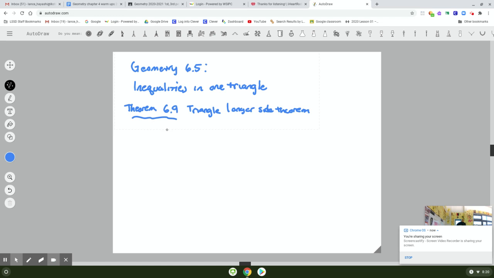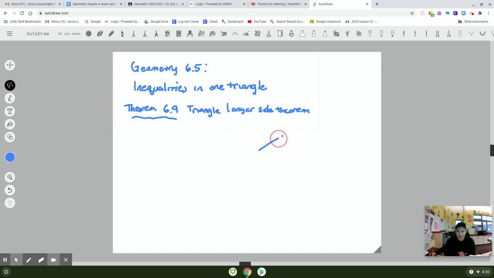All right, we're continuing with 6.5 here, talking about inequalities in a single triangle, and starting off with a theorem, theorem 6.9, the triangle longer side theorem. What the triangle longer side theorem states is, in a single triangle, if you have one side that's longer than a second side, then the angle opposite that longer side is larger than the angle opposite the shorter side.